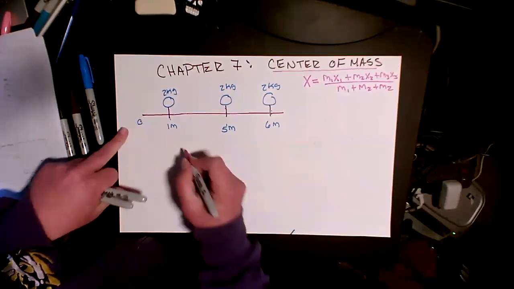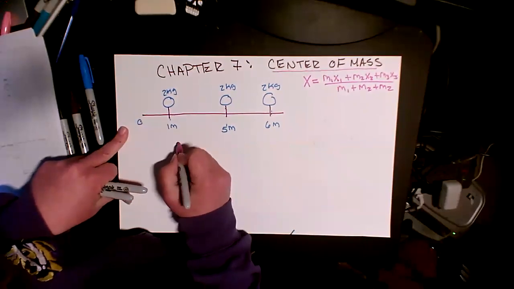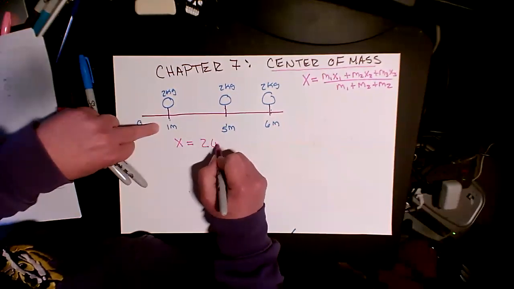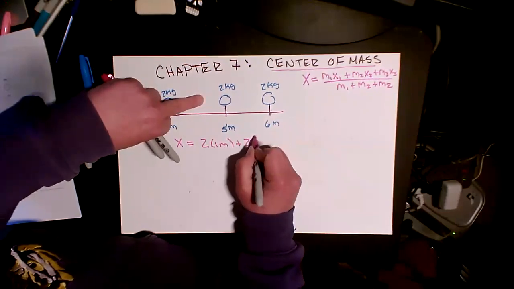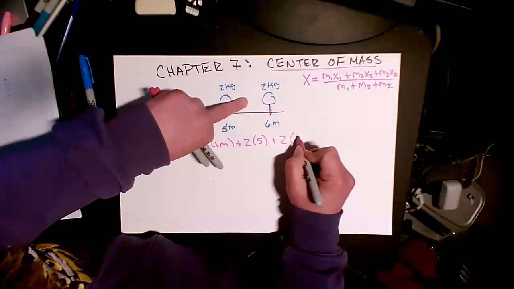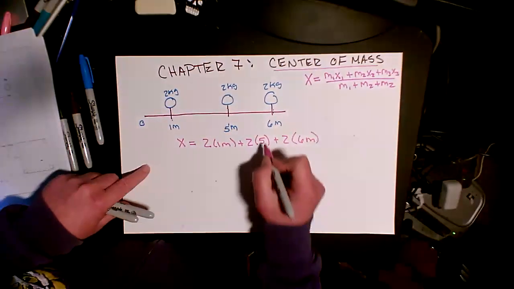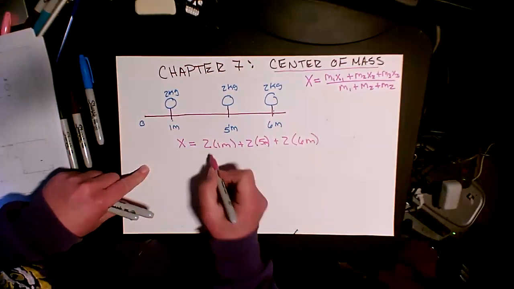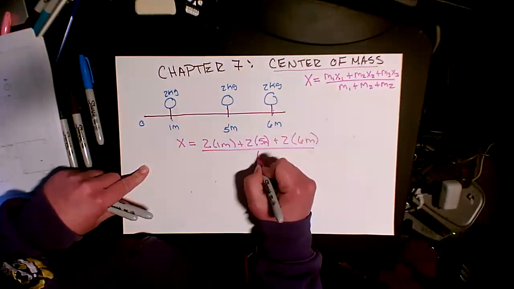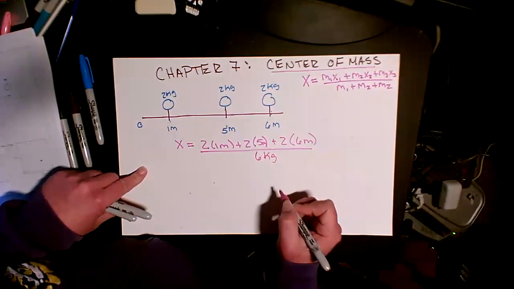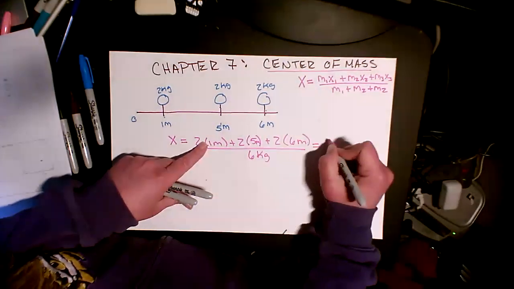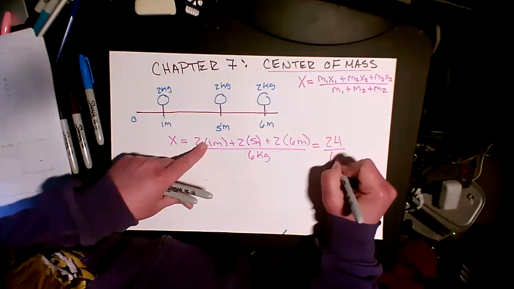So my center of mass is going to equal x equals 2 times 1 meter away, plus 2 times 5 meters away, plus 2 times 6 meters away. I should consistently use units or not use units, Linda. All right. So then divide by the sum of the masses, 2, 4, 6. So I have 6 kilograms. And what do I get? I get 2 plus 10, so that's 12, plus 12 equals 24, divided by 6.